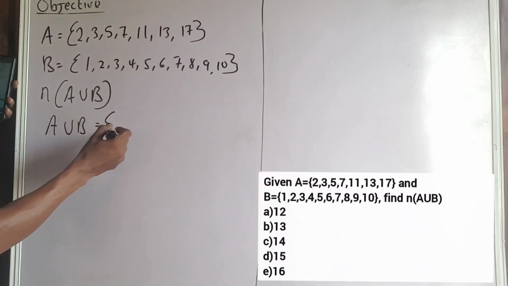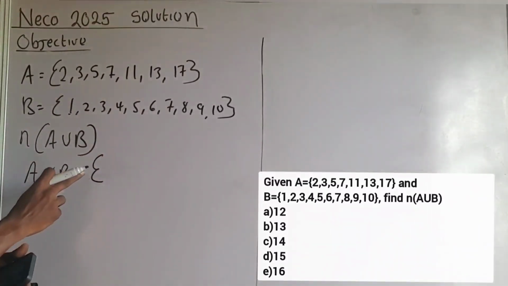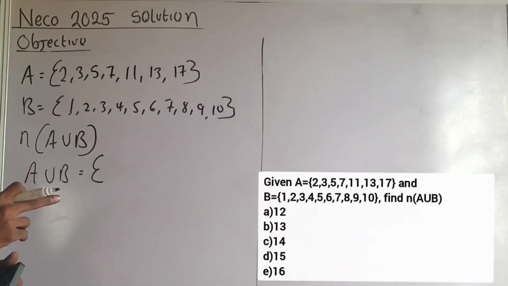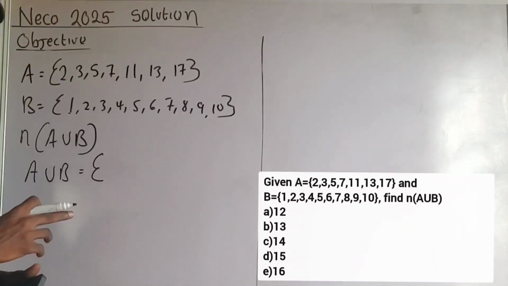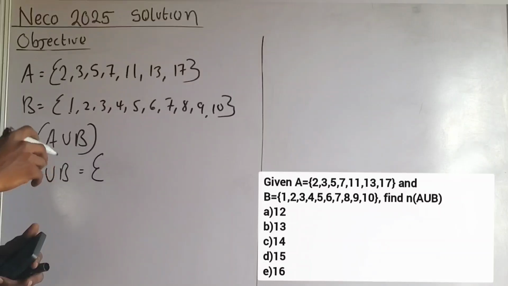A union B simply means you are asked to write out all the elements that are present in both A and B without repetition. The previous one is intersection. This one is union. And union simply means writing out all the elements that are present in both A and B without repetition.